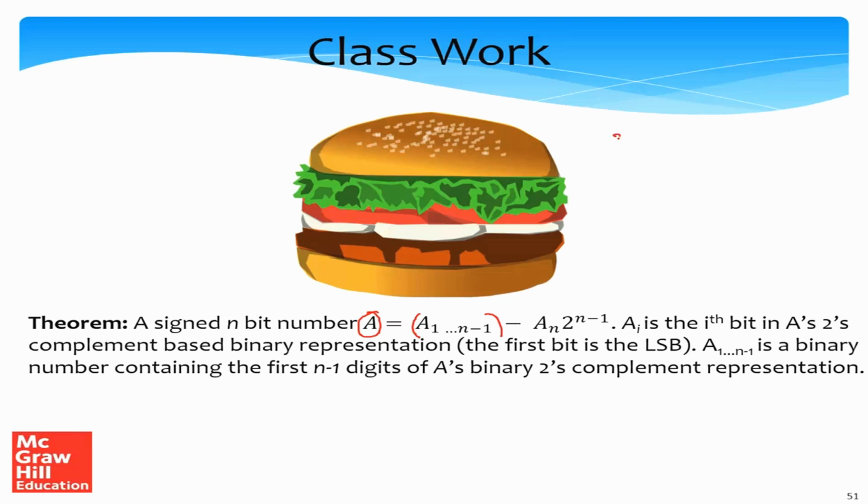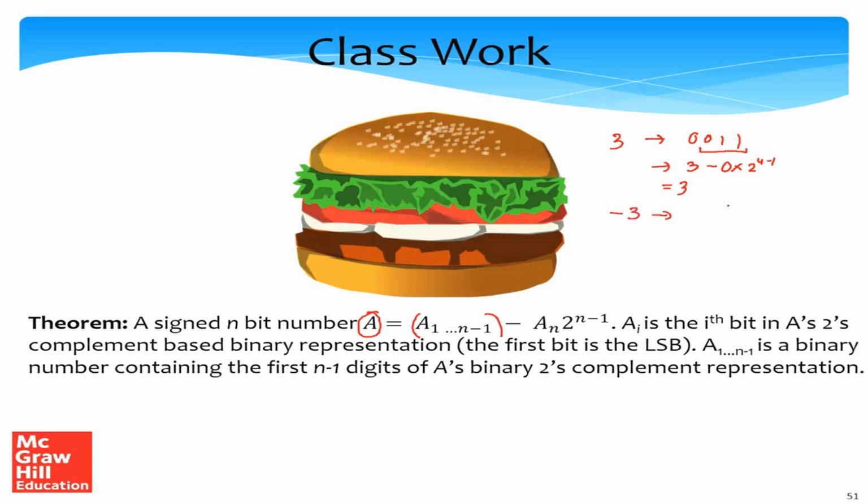So let's consider 3 and let's consider a 4-bit representation. This is 0011. This is exactly the same as a number made with the first n-1 bits. So this 011 is still 3, minus the MSB, which is 0, times 2 to the power 4 minus 1. But 0 times any number is 0, so this is equal to 3.